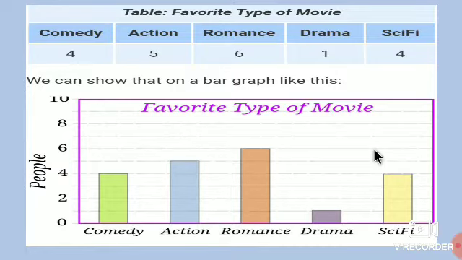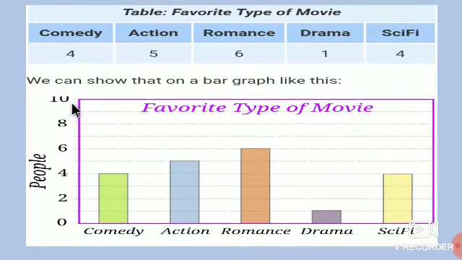So this is one graph. It is only a bar graph. It is not the joint bar graph. First we will understand the bar graph. So these are the bars or columns. It shows the types of movies. This is the title, favorite type of movie. And here: comedy, action, romance, drama and scientific.